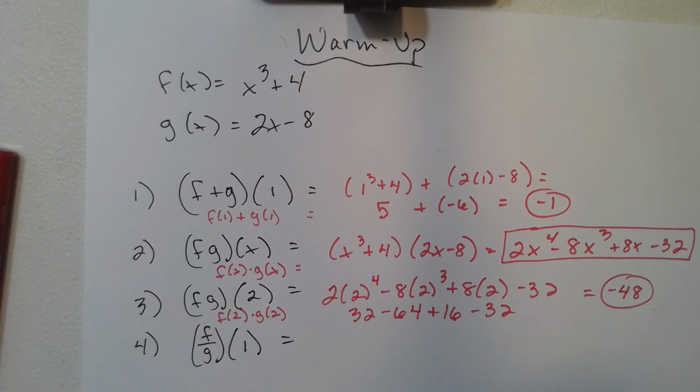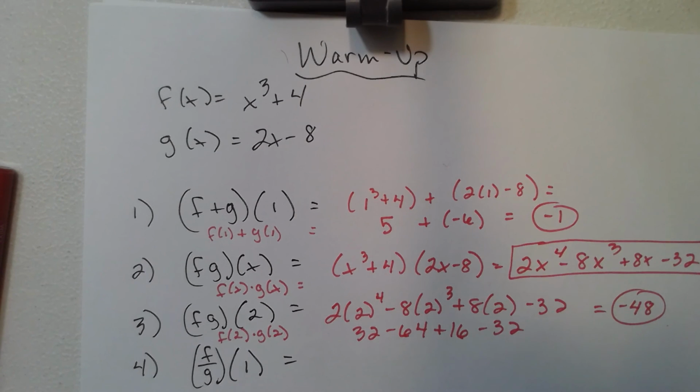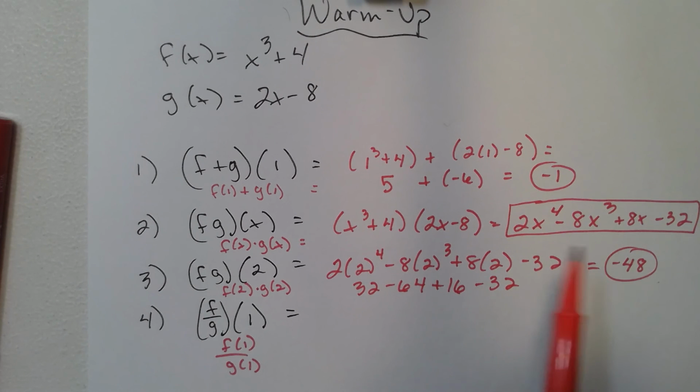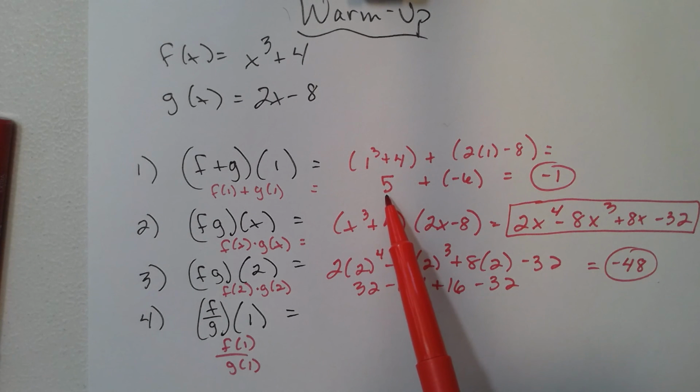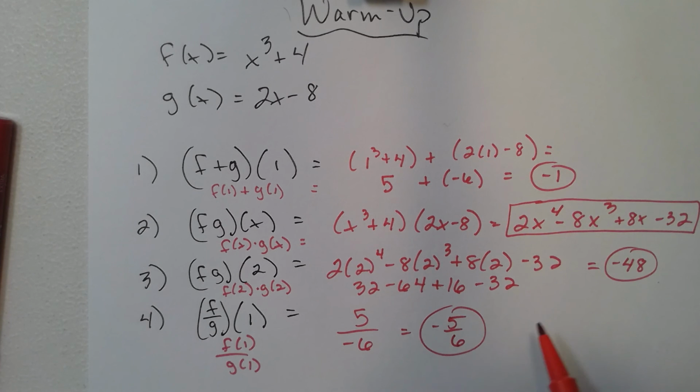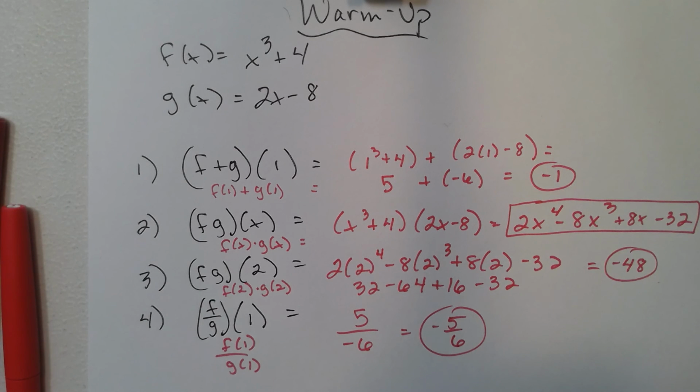And then the last one, f over g of 1 is the same as f of 1 over g of 1. So f of 1, we actually found that f of 1 is 5. And g of 1 is negative 6, so it's 5 over negative 6, or just negative 5/6. Questions on these problems?